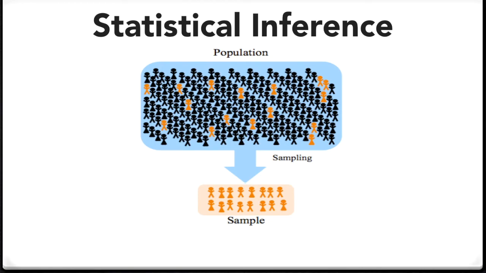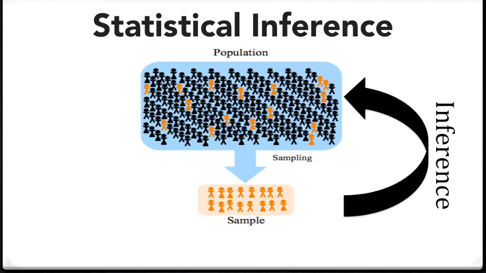A sample is a subset of the population. We use that data from the sample to make an inference about the population. So in many cases, it's not possible for us to obtain measurements from everyone in the population because it's a very large group typically. So we just obtain data from a subset of the population, the sample, and we use that sample data to make an inference or conclusion about the population.